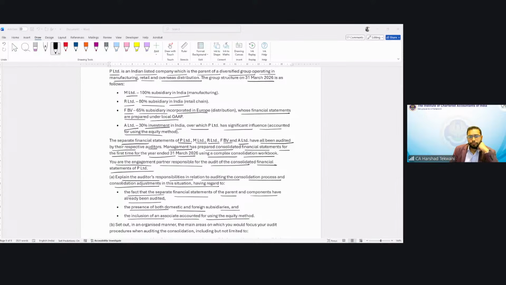Anything else? And also the management is responsible to prepare the consolidated statements for all the entities and hand over to the parent auditor. What else? And that foreign entity, under the local GAAP, has to be converted to Indian GAAP, and accordingly it has to be consolidated. Very good. And the harmonization of accounting policies, if any, between them.